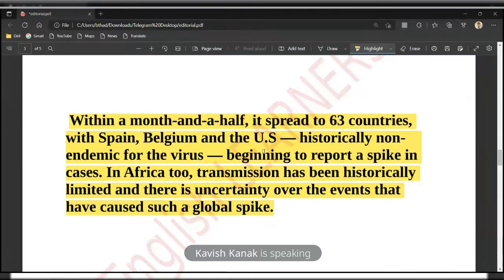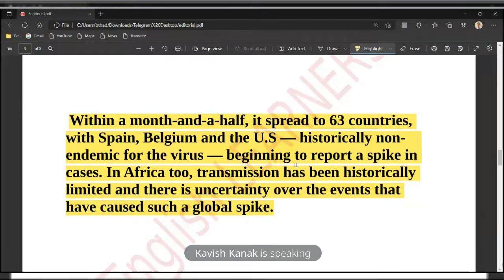So this virus spread into many areas, and in those areas it was not a local virus. Not a single case had ever been found in these new areas. It means the virus had a great spreading rate in comparison to other viruses which came before. So next is historically non-endemic for the virus.